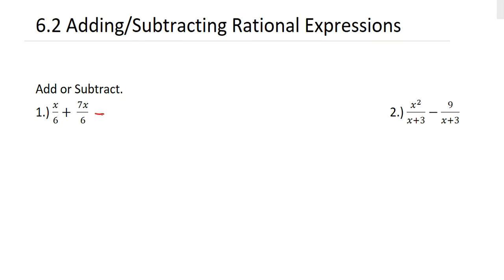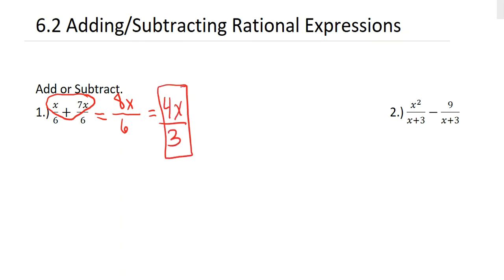Number one, we have a common denominator, so we're going to keep the denominator the same. And then what we're simply going to do is add the numerators. That's going to be 8x. You'll see that the 8 over 6 reduces, so it becomes 4x over 3. And that is the simplified expression.